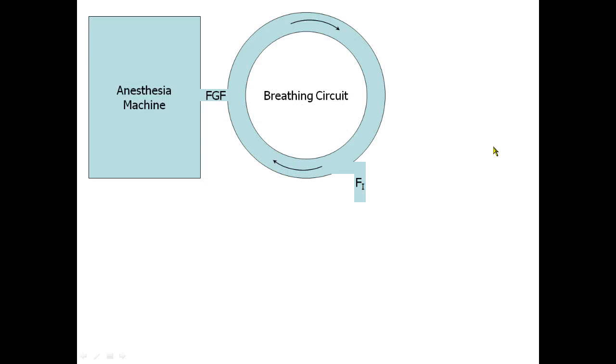So let's review. We have our system primed and ready to go with an Fi of, let's say, 1% sevoflurane. We add lungs. The lungs start initially with an Fa of 0. There's nothing in the lungs. But over time, this system equilibrates until the lungs reach 1% sevoflurane. Right? And Fa is equal to Fi. The Fa to Fi ratio is 1.